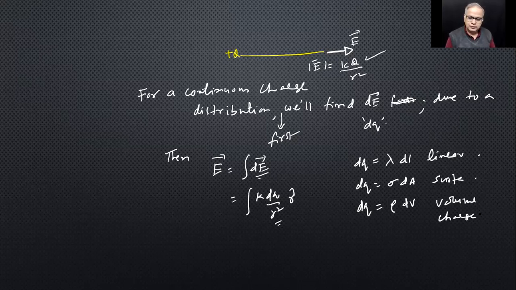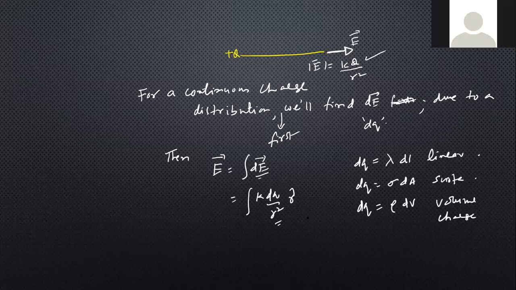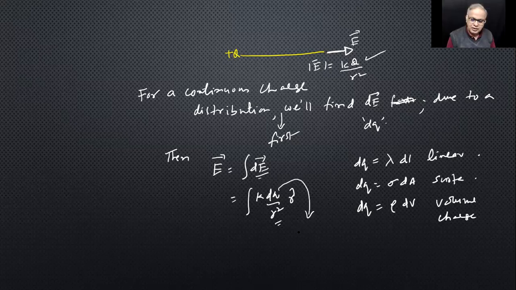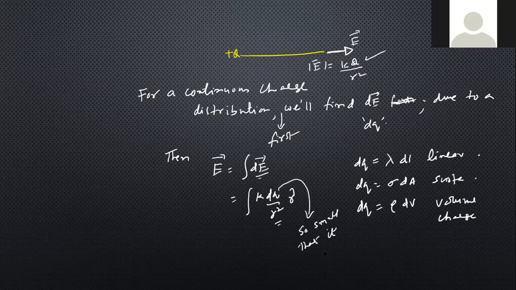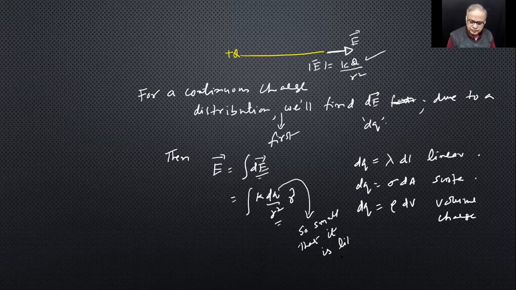First, we take a small L, dq. We take a dq. dq is so small that it is like a point charge. So the point charge formula we use to find out dE. Then integrate the dE to get the total E, or the E due to the whole charge distribution. All right.